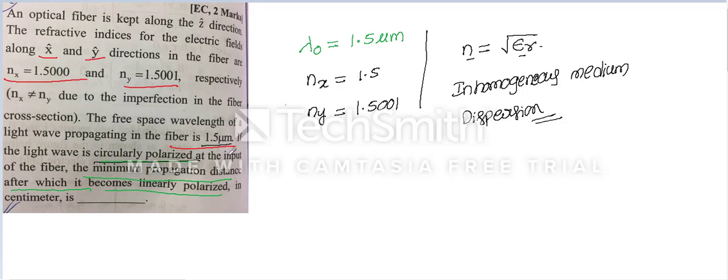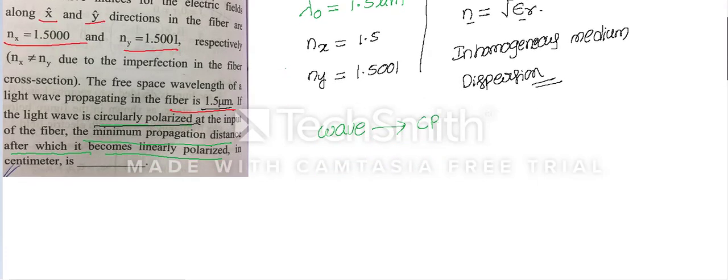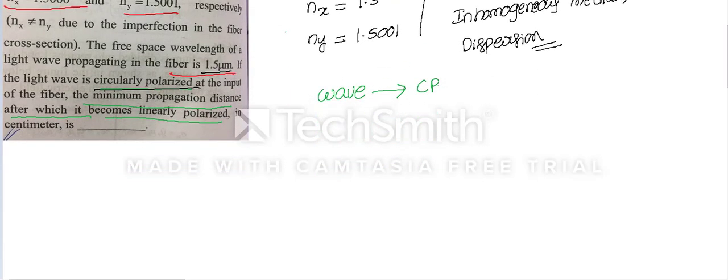circularly polarized. Initially the wave is circularly polarized. Circular polarization means it may be left or right circular. So let us consider it as left circular, no problem. Even if we consider right circular, the analysis is the same. So initially the wave's electric field expression is E naught into ax plus j ay, into e power minus j beta z.